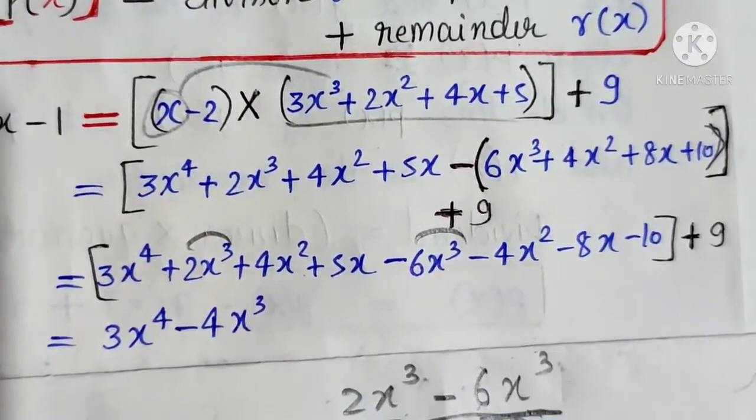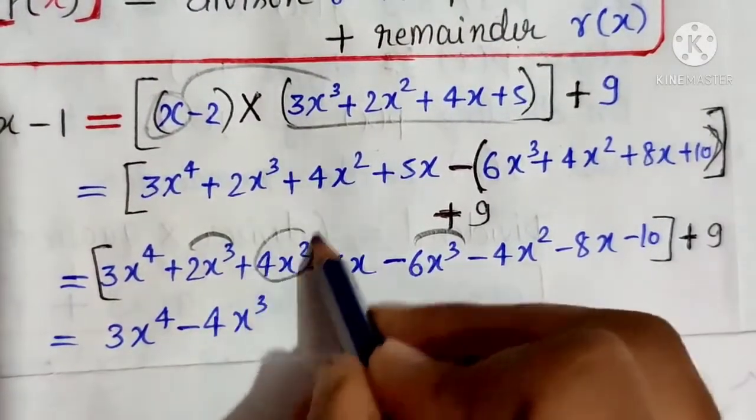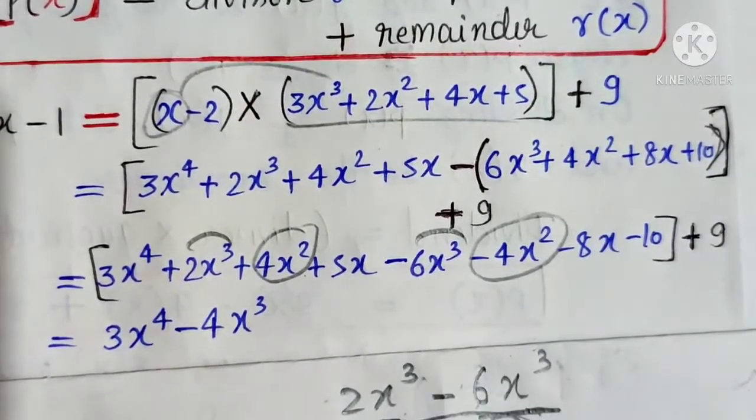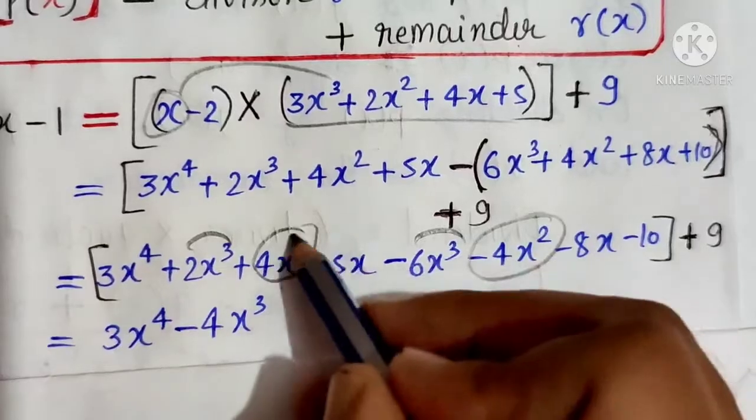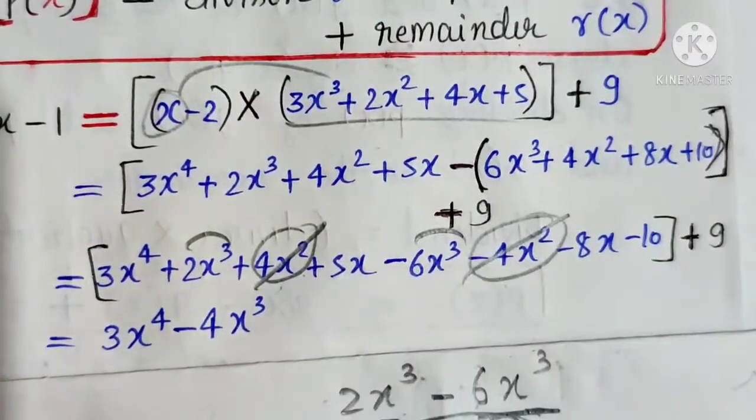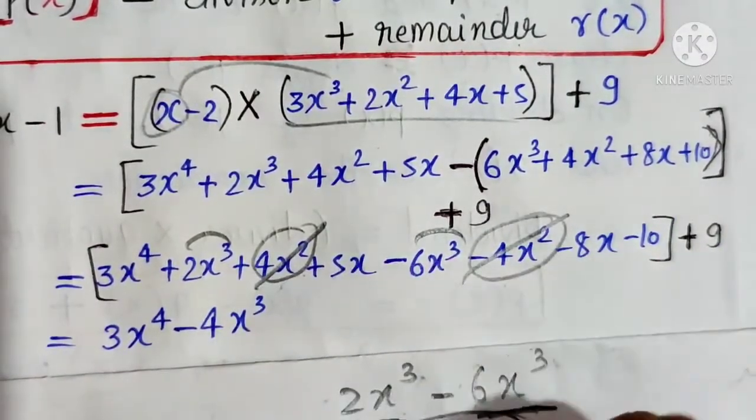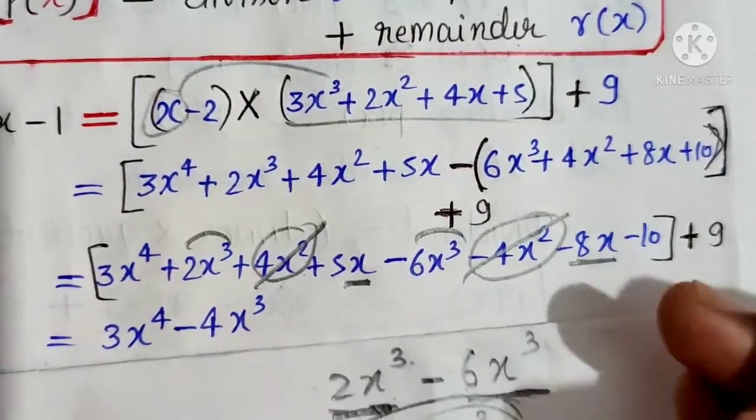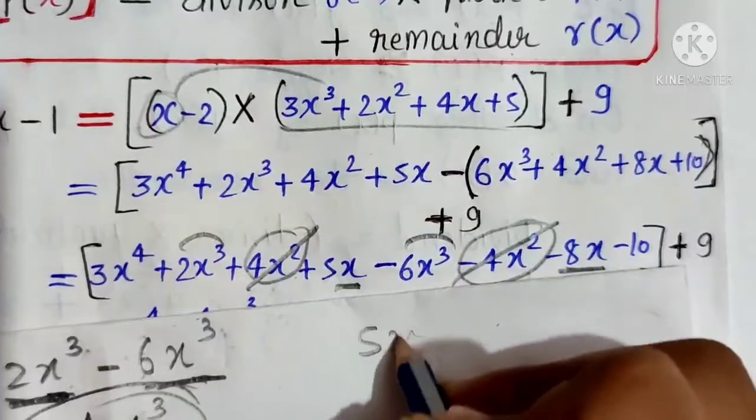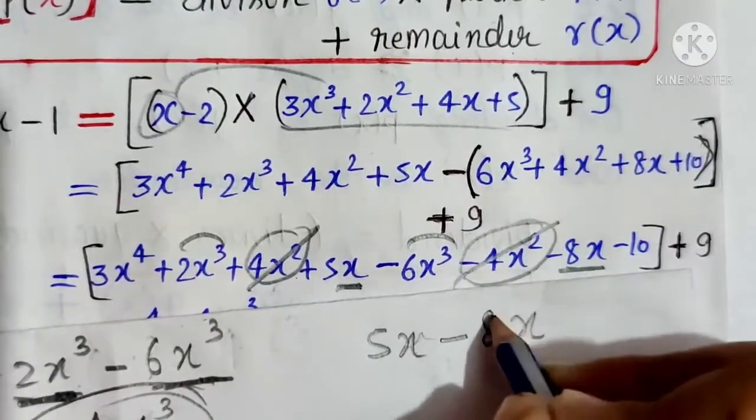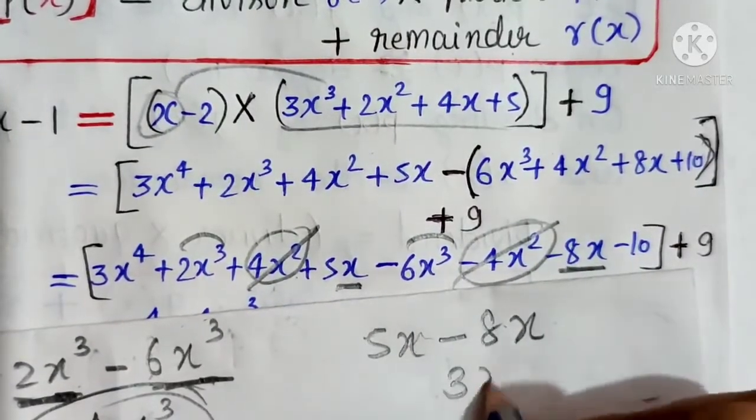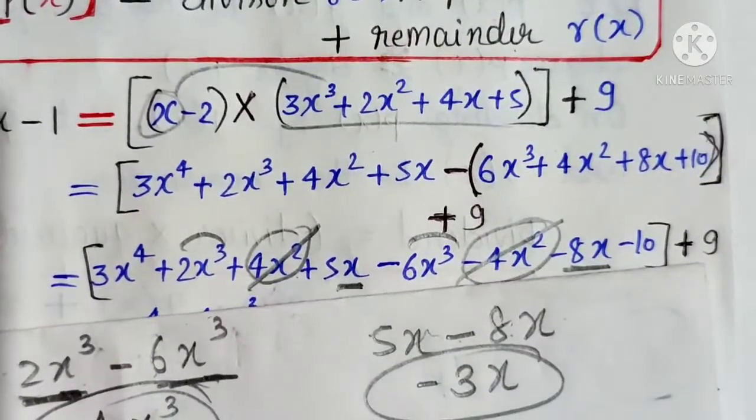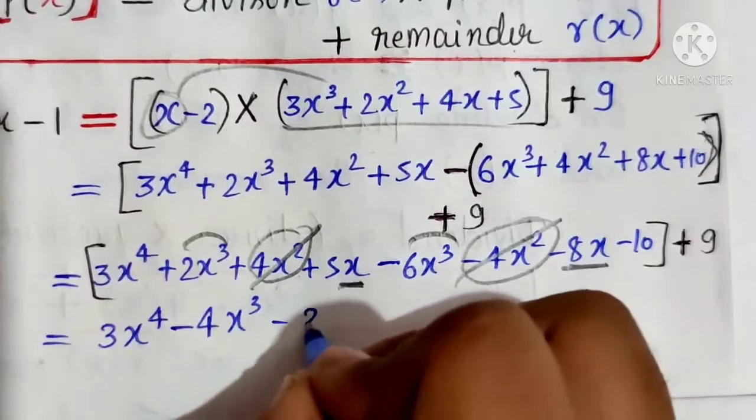Now the next term is what? 4x square. And is there an x square term? Yes, minus 4x square. Just check. Plus 4x square, minus 4x square. They both can cancel each other, so it becomes 0 only. Then left is 5x and this minus 8x. 5x minus 8x. So 8 minus 5, how much is left? 3x. The sign will come minus because 8 is greater than 5. So we can write minus 3x.